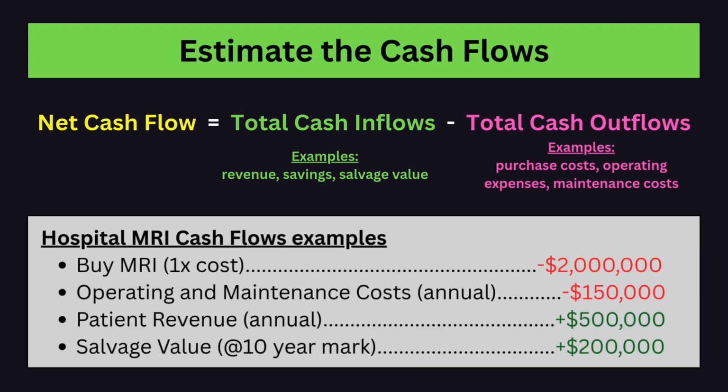For example, you estimate that buying the MRI costs $2 million up front. Annual operating and maintenance costs reach $150,000. Additional patient revenue brings in $500,000 per year. At year 10, the machine has a $200,000 salvage value.